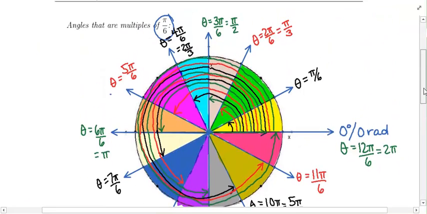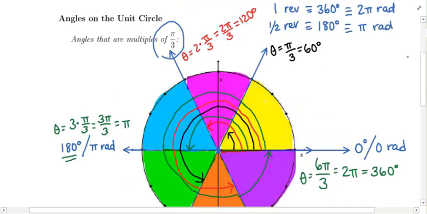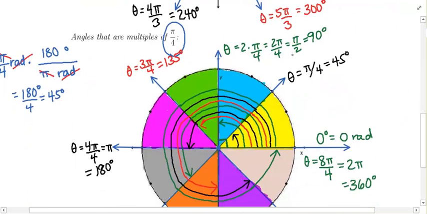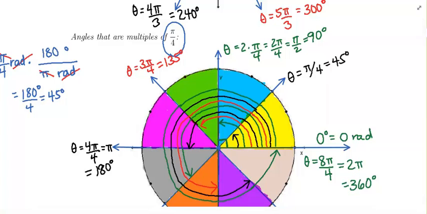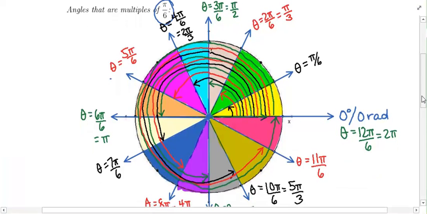Another example would be pi over 2. Pi over 2 is a multiple of pi over 6. It is also, if you go back to multiples of pi over 4, we've seen pi over 2 before. So again, they can fall into more than one category. We can go ahead and convert these over to degree measure.